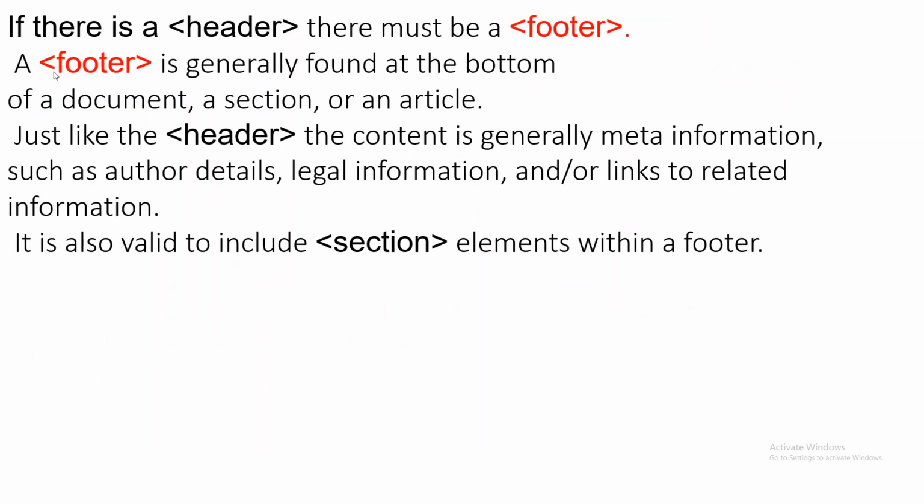Now footer. What is footer? If there is a header, there must be a footer. A footer is generally found at the bottom of the document, a section or an article, just like the header. The content is generally meta information such as author details, legal information, and or links to related information. It is also valid to include section elements within a footer.